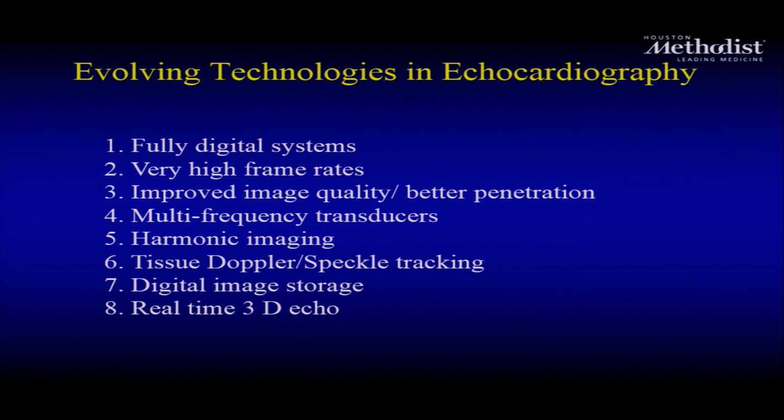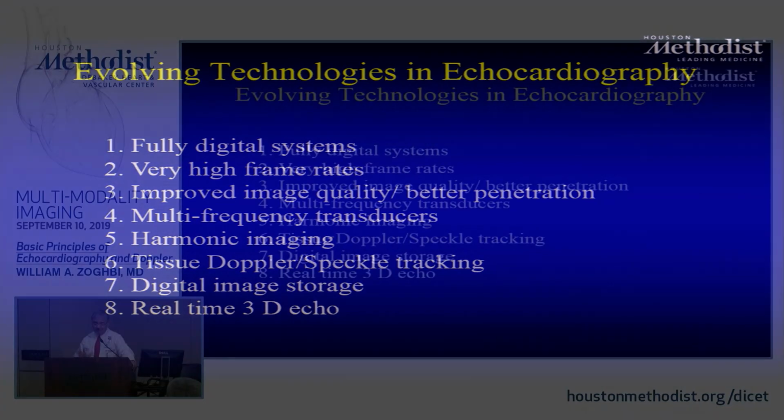We did not have fully digital systems before. Now it is fully digital. Frame rates were lower. Quality has certainly improved. We have multi-frequency transducers that we didn't have before. Harmonic imaging came in about, I'm guessing, close to 20 years ago. We'll talk about that. Tissue Doppler, speckle tracking, this is relatively new, I would say 15 plus years ago. Digital image storage, I know in the Y2K era, we were barely in digital image storage. Now it's everywhere. Real-time 3D echo keeps improving. It really is amazing.